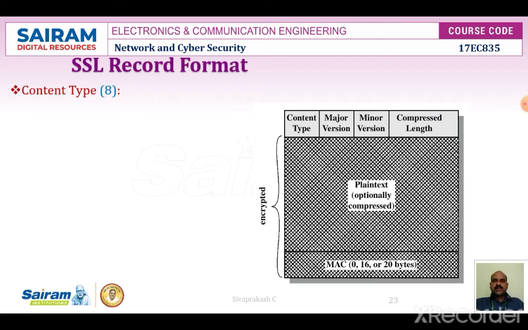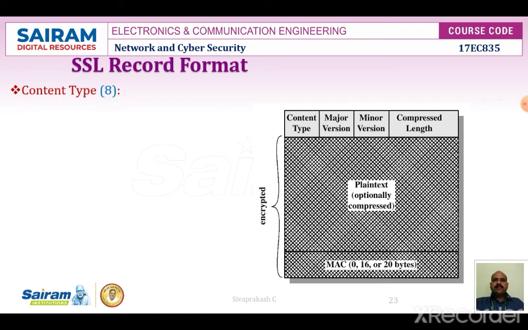Next, the compressed message plus MAC are encrypted using symmetric encryption, and the encryption may not increase the content length by more than 1024 bytes, so that the total length does not exceed 2 to the power of 14 plus 2048. In this way we maintain this limit. If it is a block cipher, the AES algorithm may be used with 128-bit or 256-bit keys. Likewise we can use the IDEA algorithm, RC2 algorithm, DES algorithm, or triple DES algorithm.